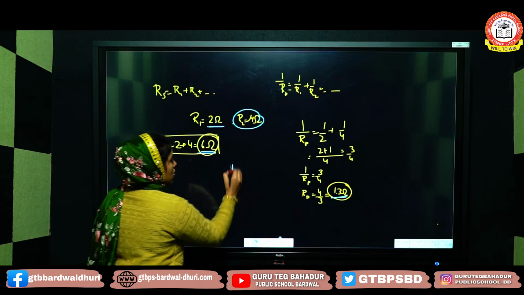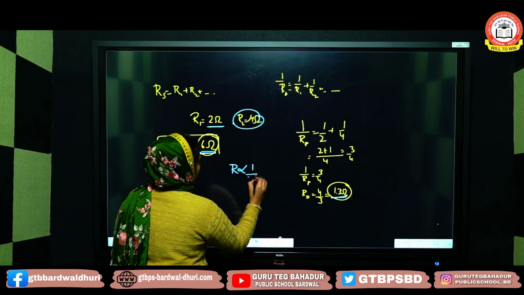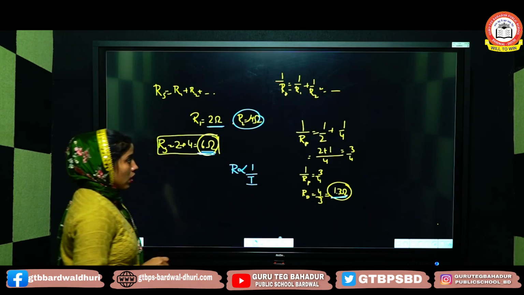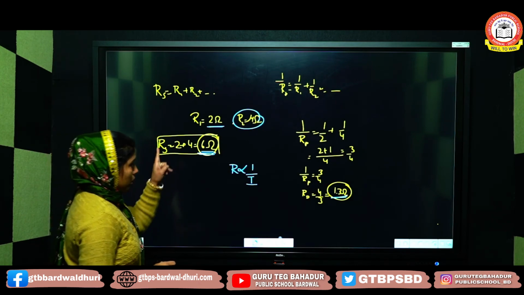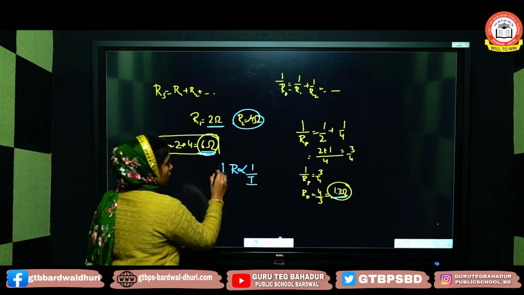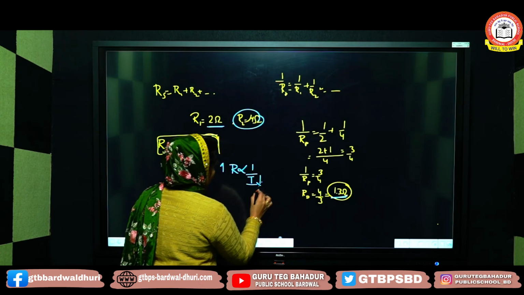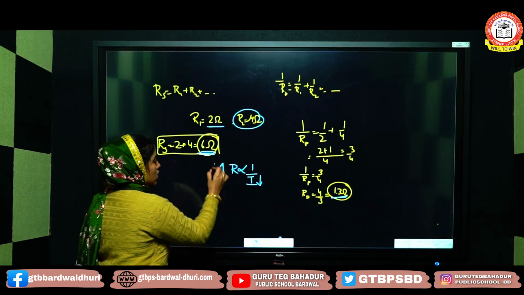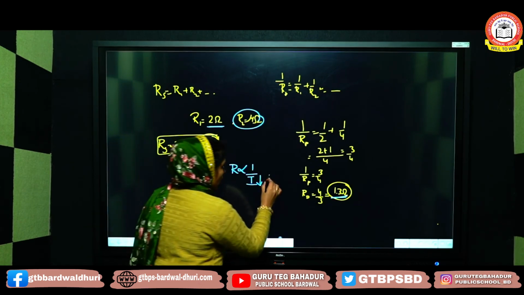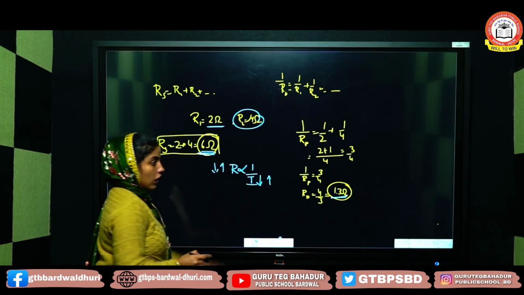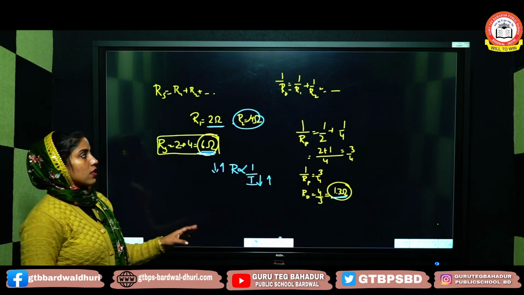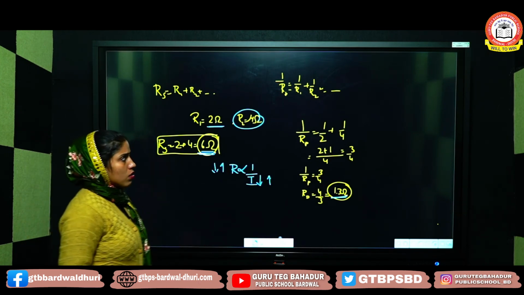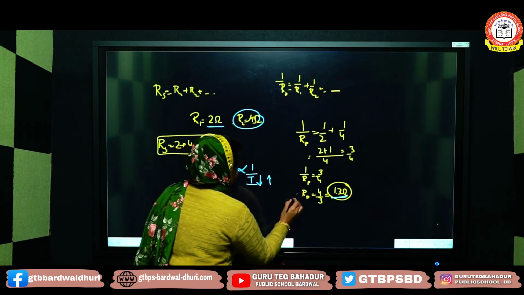And we know resistance is inversely proportional to current according to Ohm's law. So in series combination, because the overall resistance of the circuit increases, the current in the whole circuit decreases. But in parallel combination, because the overall resistance of the circuit decreases, the current in the circuit increases. Because current increases, all appliances get the proper amount of current for their proper working. That is why parallel combination is more recommended.